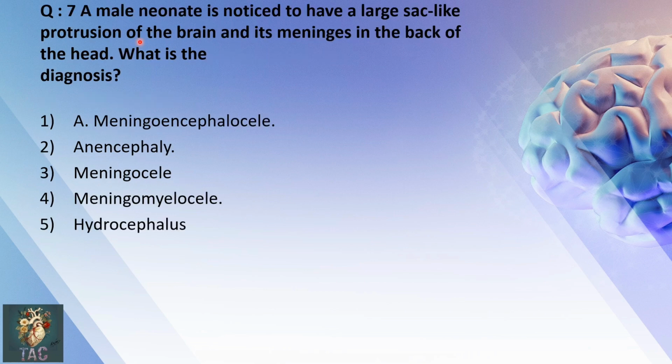A male neonate is noticed to have a large sac-like protrusion of the brain and its meninges in back of the head. So what is the diagnosis? So remember, this is a large sac-like protrusion of the brain and the meninges in the area of back of head. So the answer can be meningoencephalocele, anencephaly, meningocele, meningomyelocele or hydrocephalus.